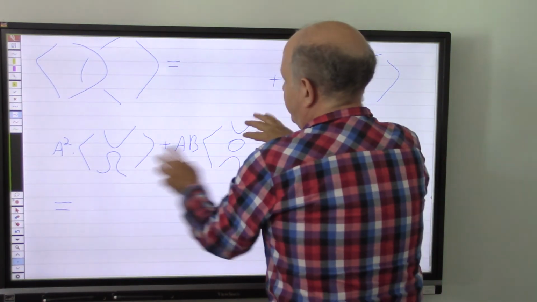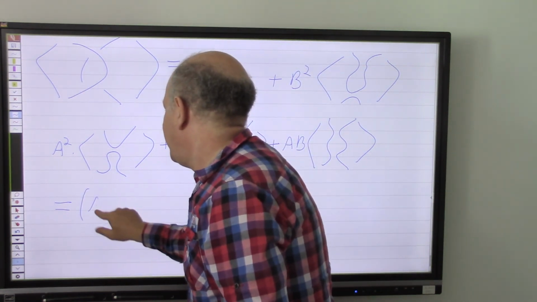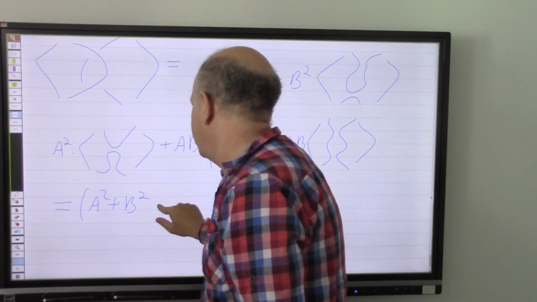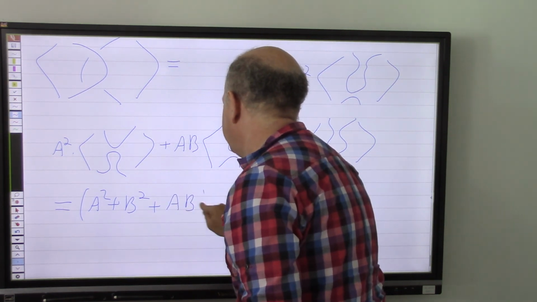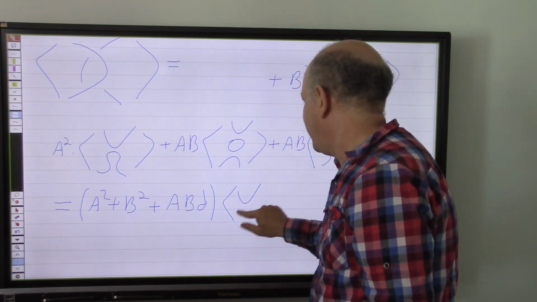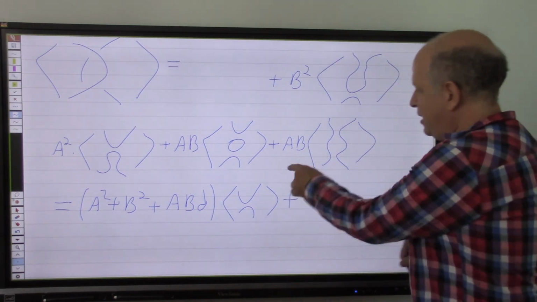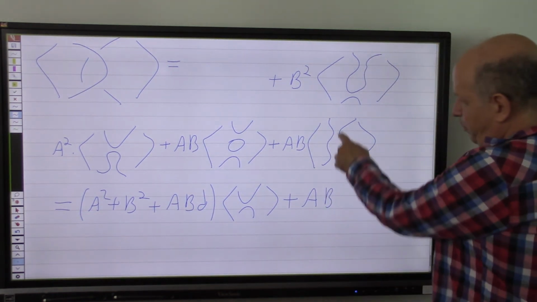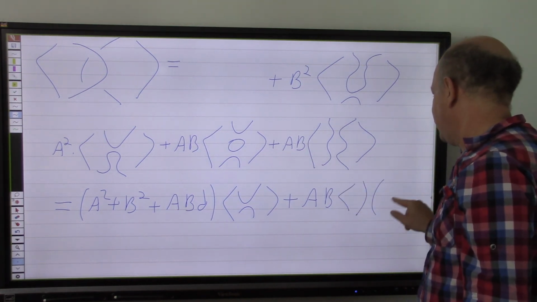So all of these three terms combine together, and I get a squared plus, from here I get b squared plus, from here I get a times b times d, and all of this gets multiplied by the bracket of this picture. And from the remaining term, I get ab times, well, topologically all of these curls don't matter, so it's a times b times that.